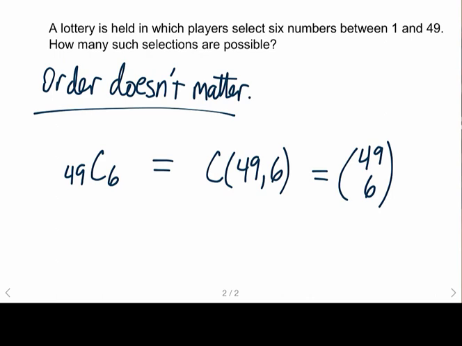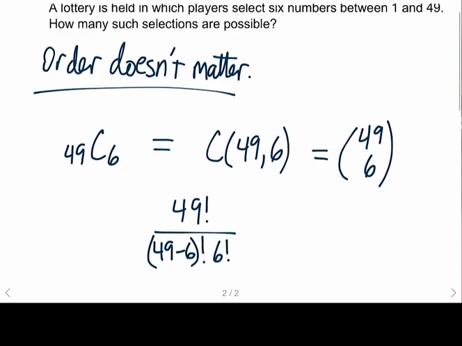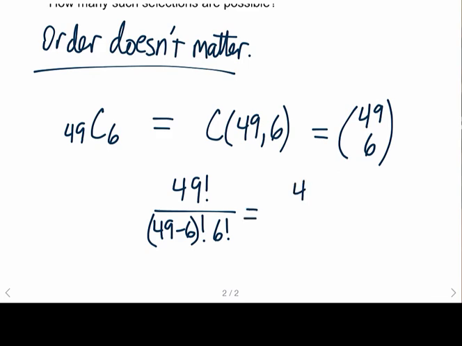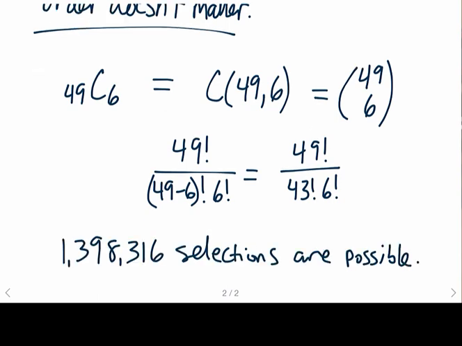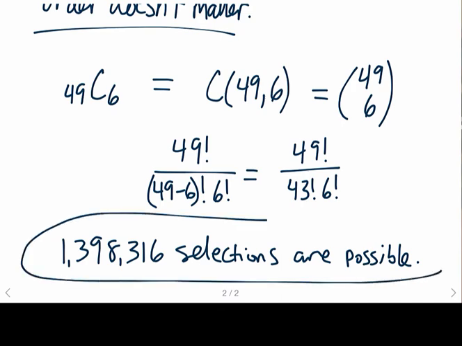And you can put this in your calculator, but of course, we're going to emphasize the formula here, and that is going to be 49 factorial divided by the quantity 49 minus 6, factorial, times 6 factorial. And so this actually simplifies to 49 factorial divided by 43 factorial times 6 factorial. And my calculator tells me that 1,398,316 selections are possible. Gee, you think I'm going to win?